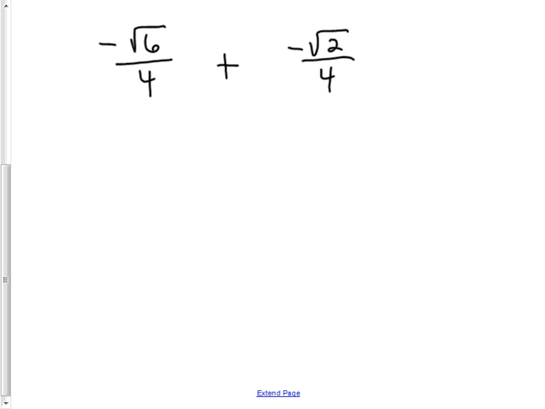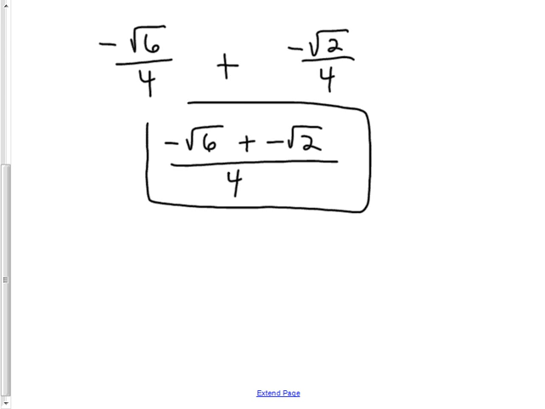And so my final answer, I have my common denominator of 4, and then it's negative of the square root of 6 plus negative square root of 2. Or if you prefer, you can write it as minus square root of 2. There's a couple different ways you could write your final answer, but that's perfectly fine. There's nothing wrong with writing it in that form there.